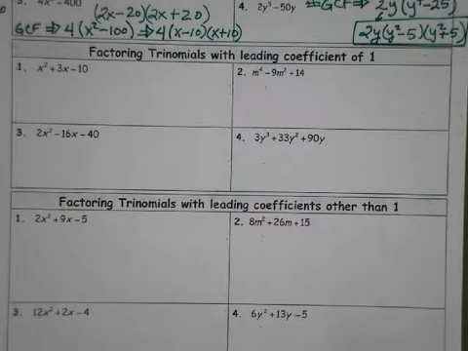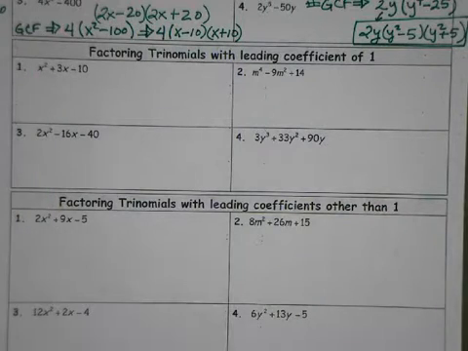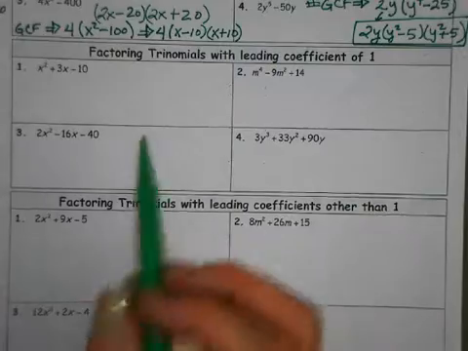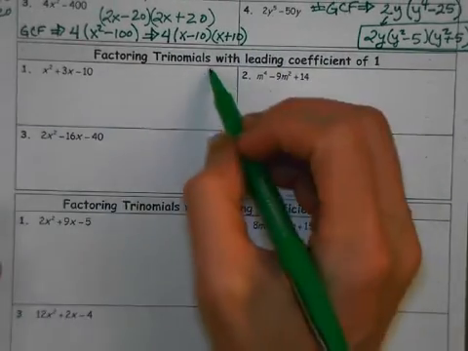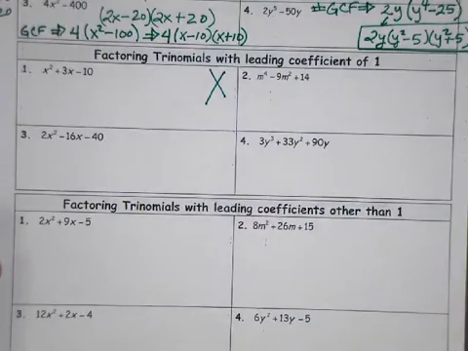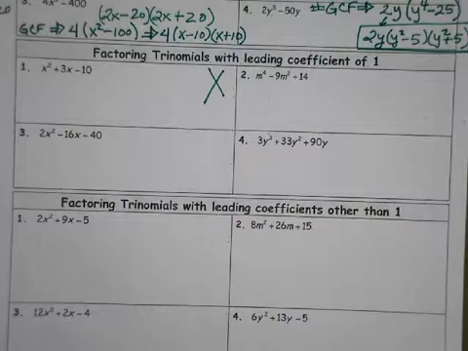Trinomials means 3, right? With a leading coefficient of 1. So leading coefficient means you're in standard form, right? And there's nothing in front of your squared. Right? Good? Okay. So you guys are probably used to seeing this, where you do the little X. Familiar with that one? Yes? Okay. Basically what you want to do is as follows.